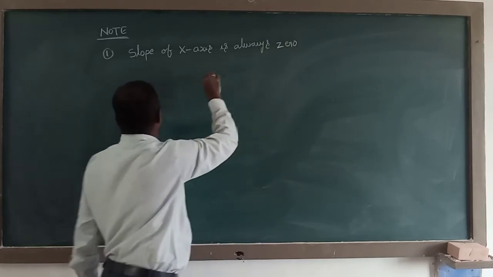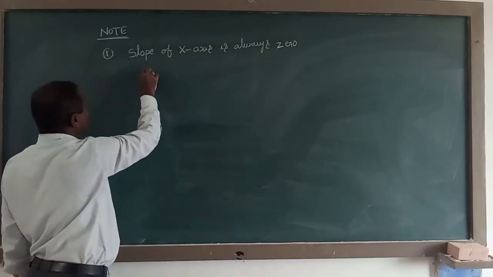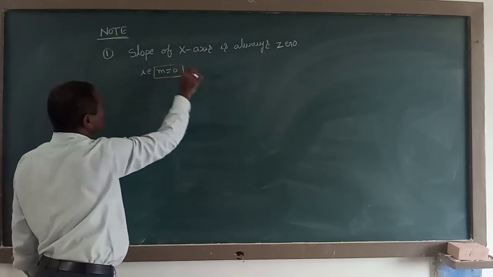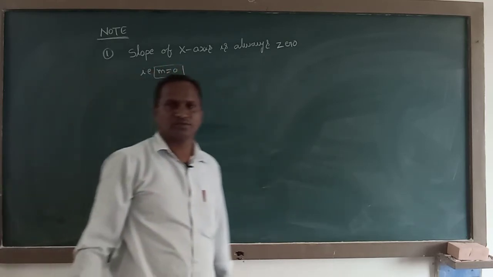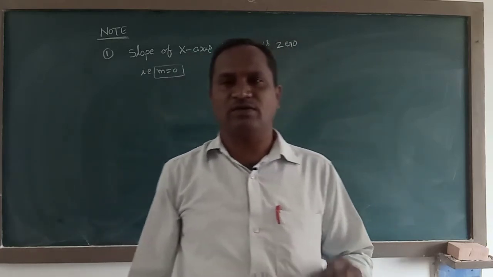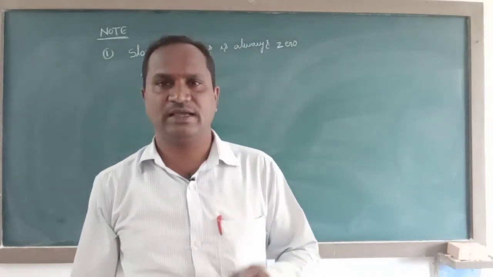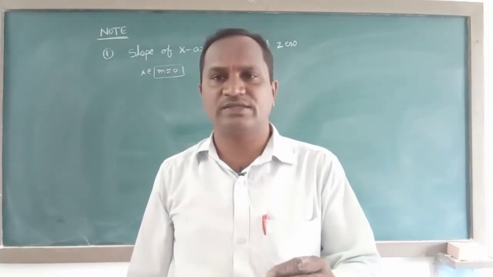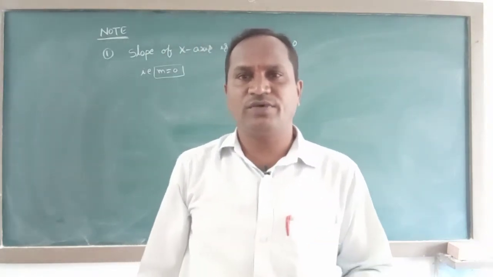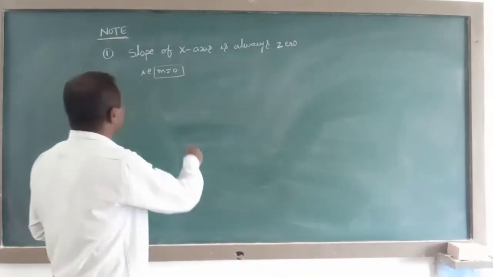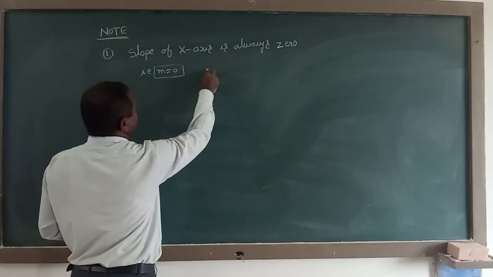That is, m is equal to 0. Because the angle made by the x-axis is always 0 degrees. If it is always 0 degrees, then we can give m is equal to 0, where theta is equal to m.